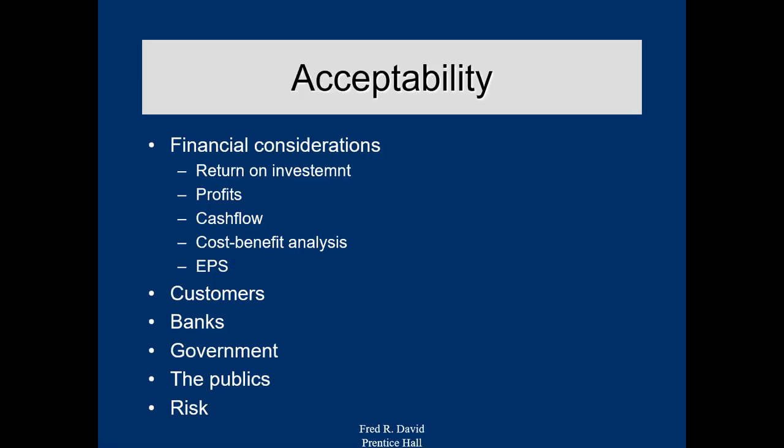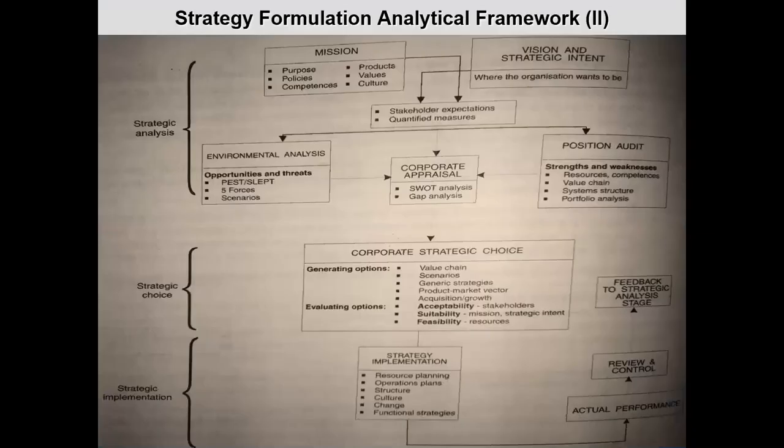Now, how these 3 factors, suitability, feasibility, and acceptability, are associated with one another in the strategy formulation framework, let's see a flow sheet diagram. Now, this is the flow sheet diagram we have, and it is talking about the strategy formulation analytical framework. This framework is based upon 3 stages. Stage 1 is known as strategic analysis. Stage 2 is known as strategic choice. And stage 3 is known as strategic implementation.